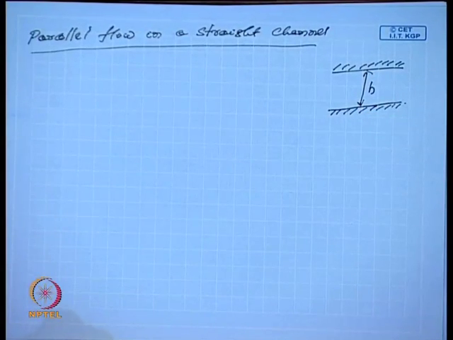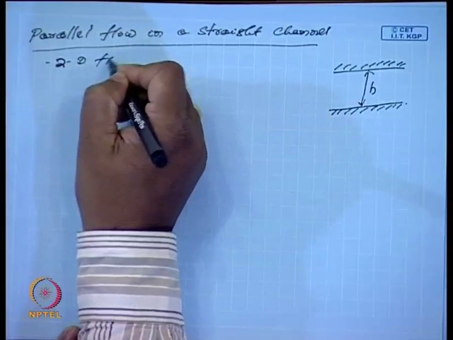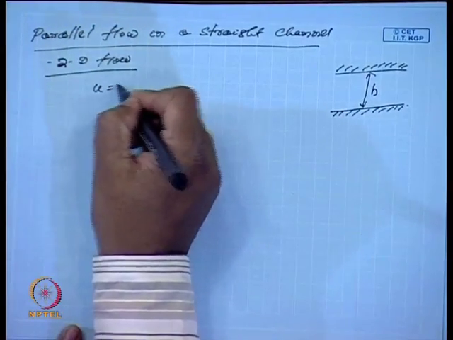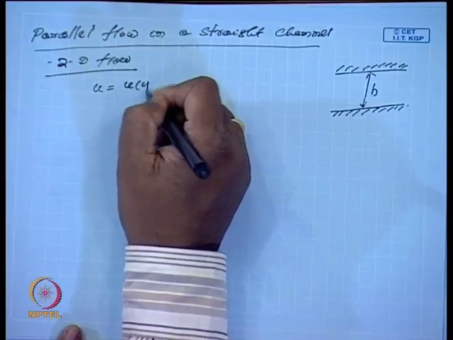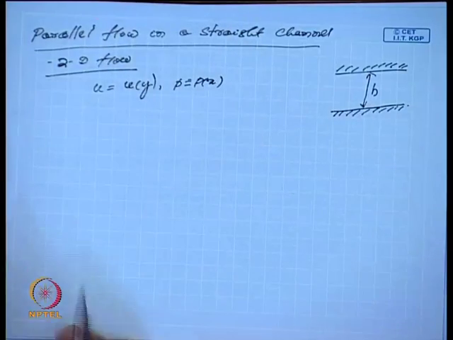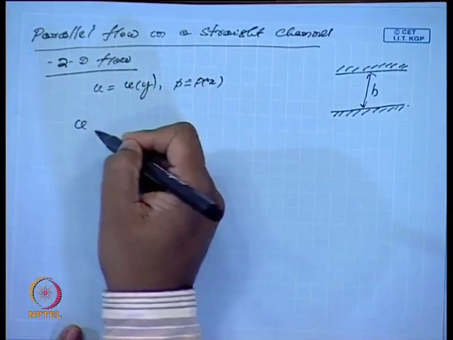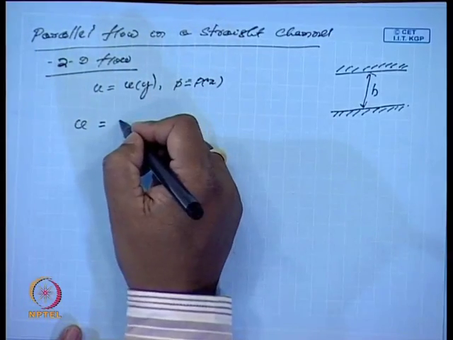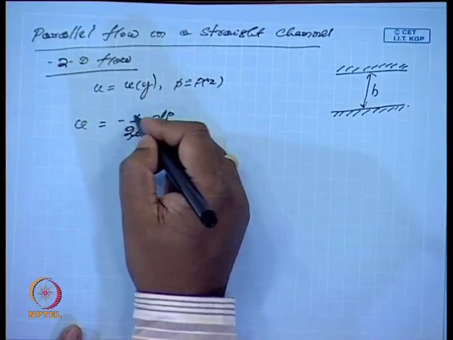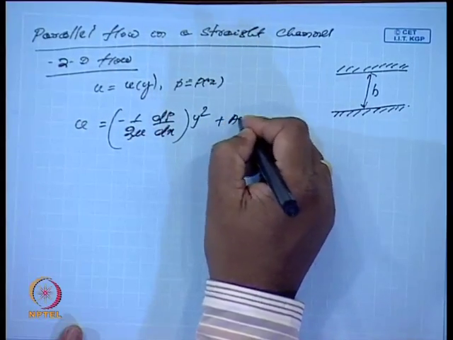Now, as we have seen, it becomes a one dimensional flow. I consider it as a two dimensional flow, 2D flow, and we have seen that for a two dimensional flow, the governing equation has u equal to u(y), and p is a function of x only. Then we have seen that the equation of motion gives the flow distribution u equal to minus 1 by 2 mu dp by dx into y square plus ay plus b.